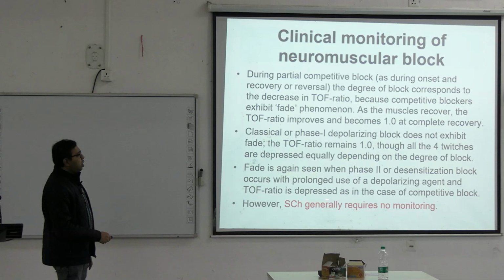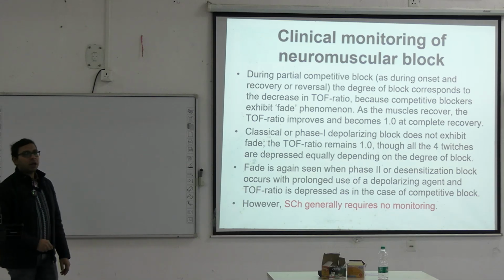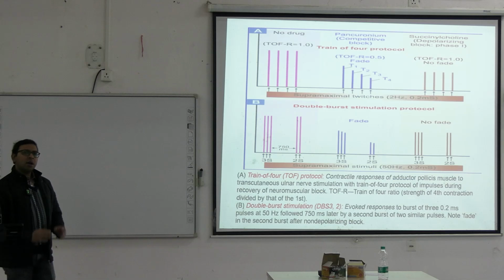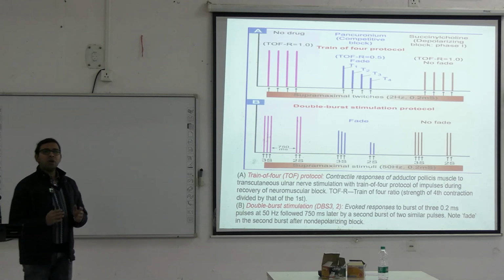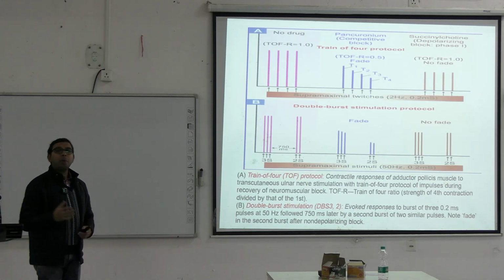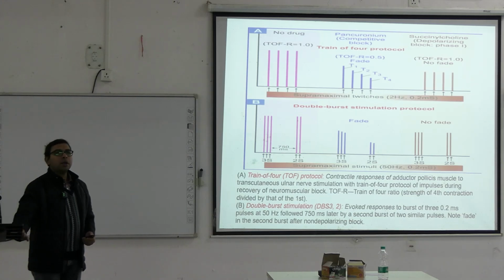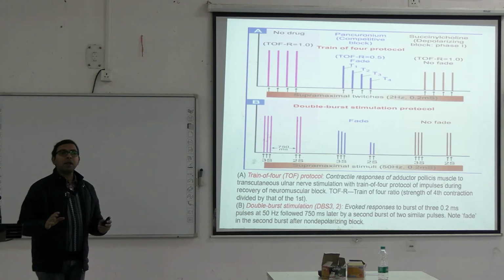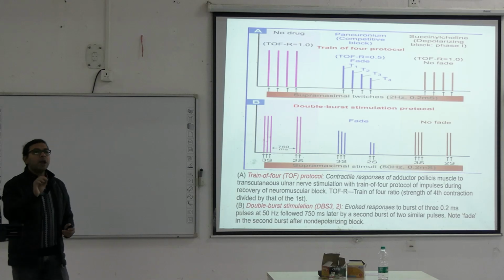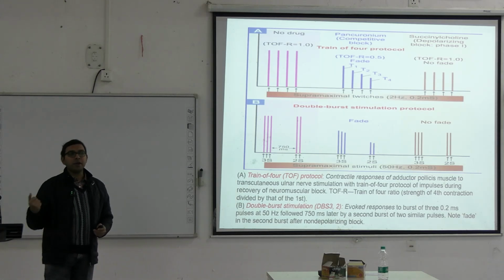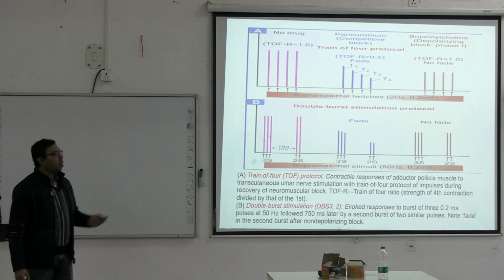So Succinylcholine generally requires no monitoring. Since the train of 4 ratio is 1 and it is of shorter duration, usually monitoring is not needed. But for competitive blockers, apart from Vecuronium, most of the others are longer acting, so we need monitoring. We have to give the nerve impulse and see whether the train of 4 ratio is increasing or decreasing, according to the fading.